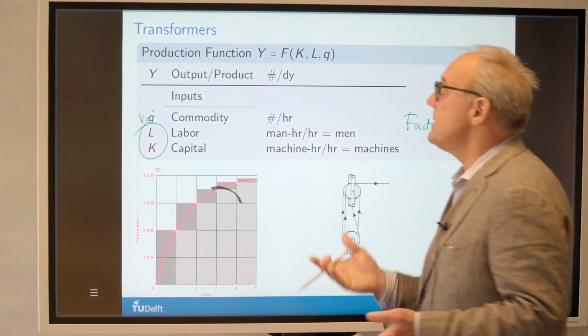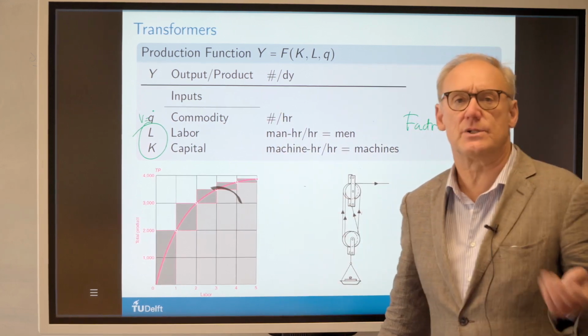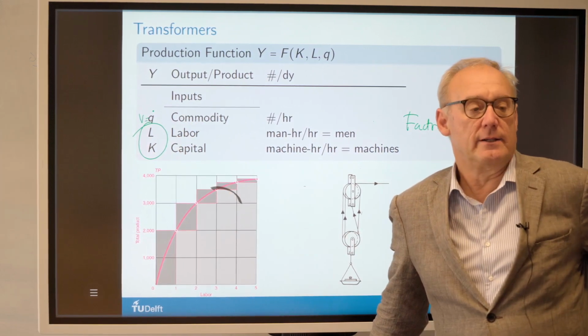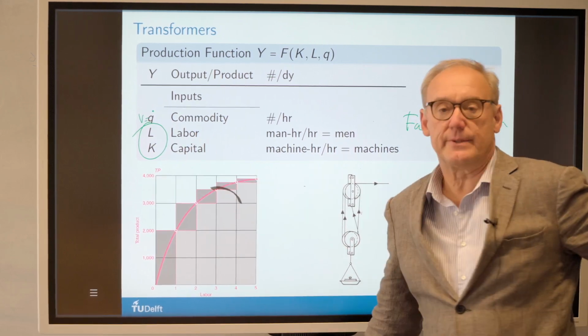So the idea was, of course you need some commodities, some raw materials, but that's not what's interesting. That's not really the cost. The cost is all about the cost of labor and the cost of capital, machines. So this is physical capital, not financial capital.